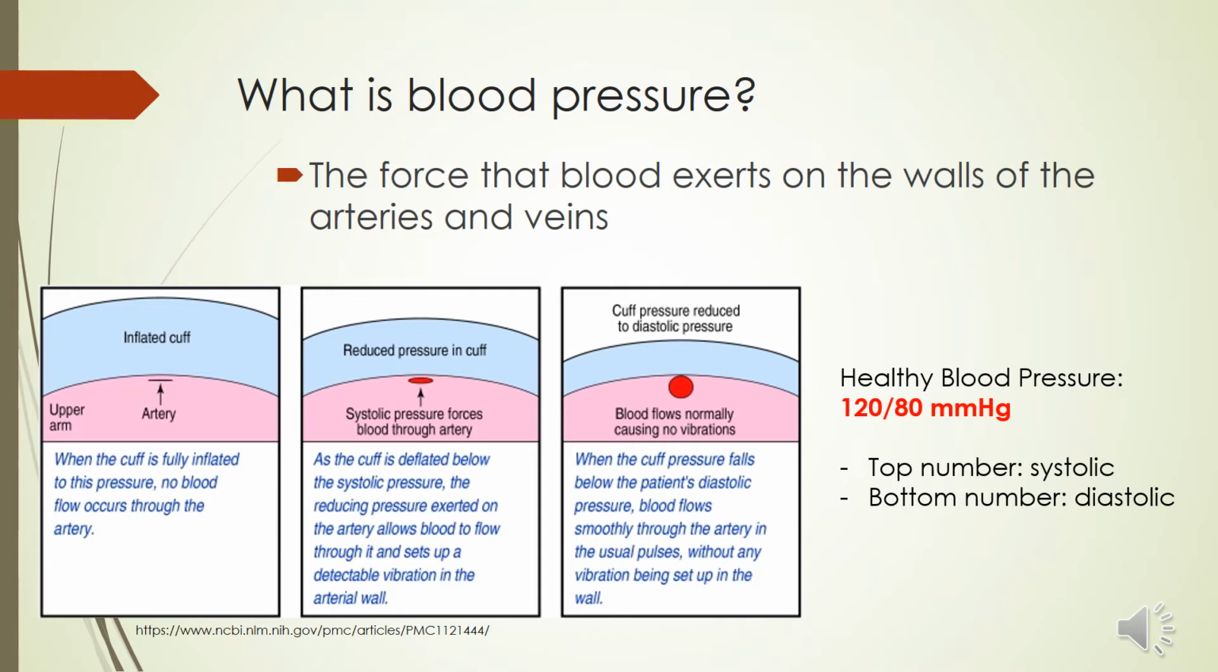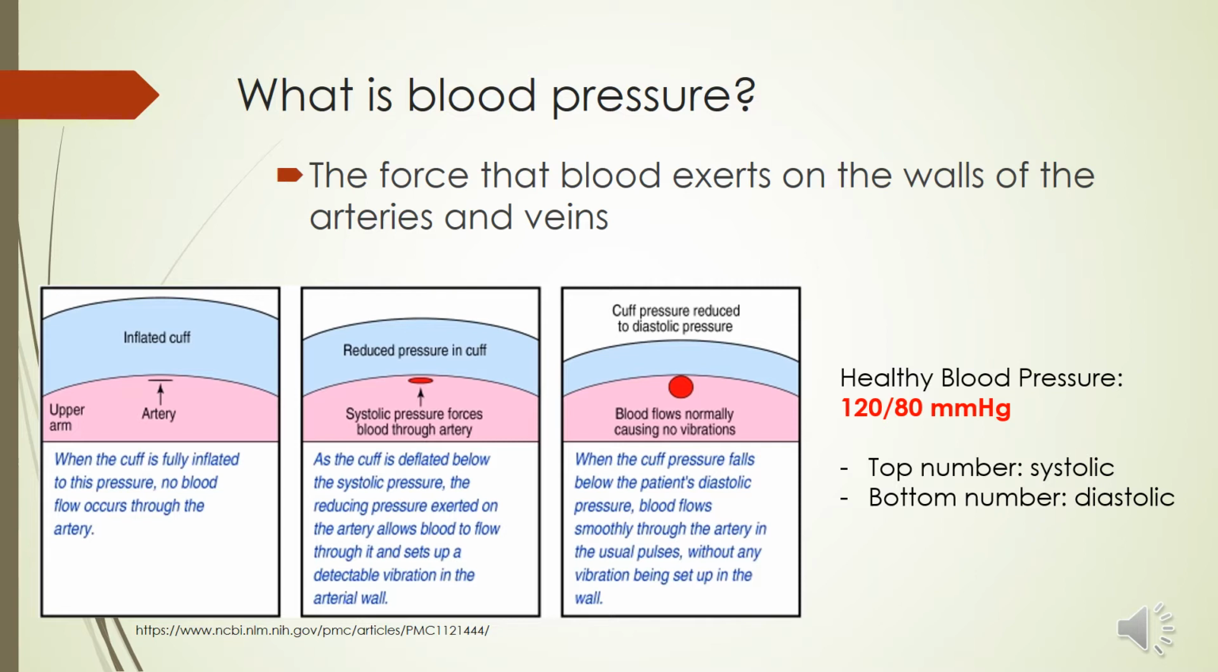Blood pressure is measured using a cuff. This works by, when the cuff is completely inflated, it does not allow blood to flow through the circulatory system. However, once the pressure is reduced in the cuff, you reach the systolic pressure, which is indicated by a vibration in the arterial wall. This gives you the top number of your blood pressure.